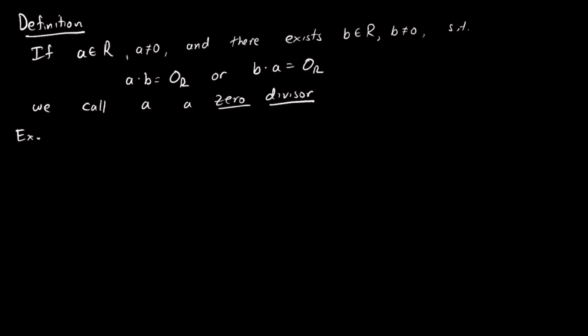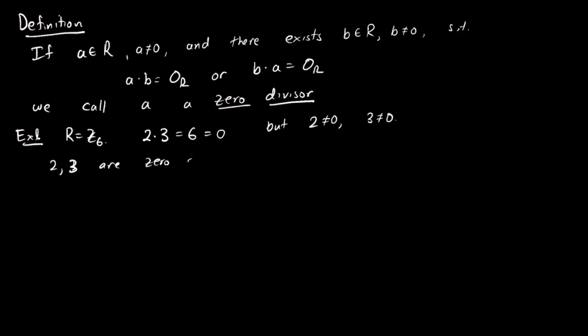We've already seen examples. Our first example is, let's consider the ring Z mod 6. I might notice that 2 times 3 is equal to 6, which is 0 in Z mod 6, but 2 is not equal to 0, and 3 is not equal to 0. So we would call 2 and 3 zero divisors. These are examples of zero divisors. So 2 is a zero divisor and 3 is a zero divisor. 4 will also be a zero divisor because 4 times 3 is equal to 0 in Z mod 6.